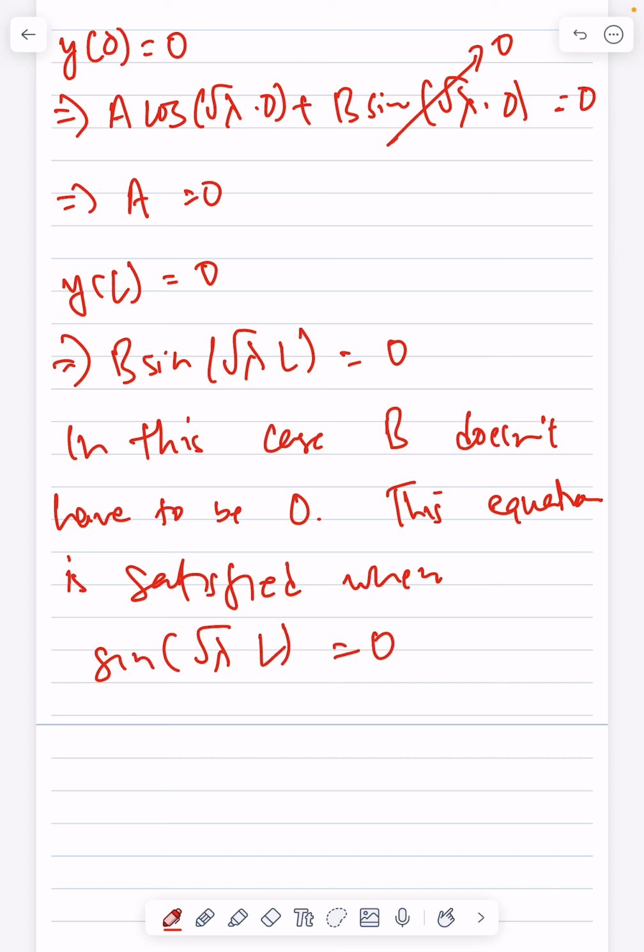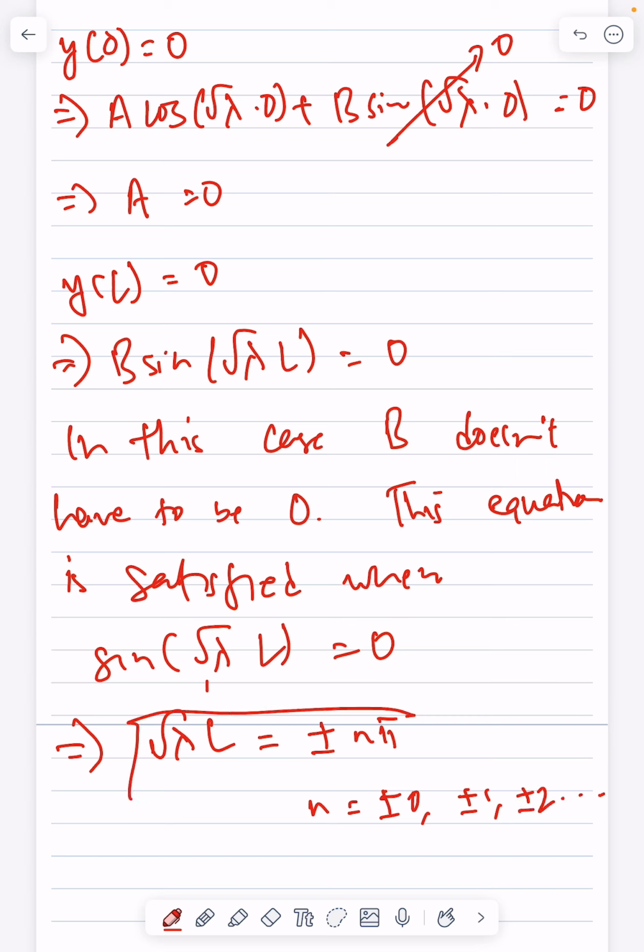Now when can sine be 0? Sine can be 0 when square root of lambda L is plus or minus n pi, and when n is 0, plus or minus 1, plus or minus 2, and so on. For this scenario, b does not have to be 0.